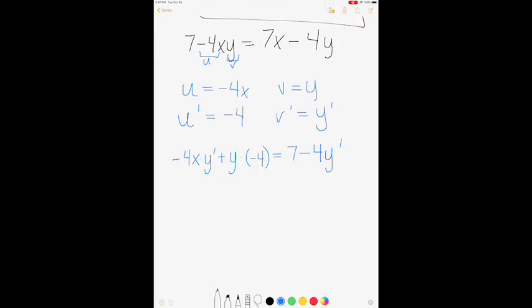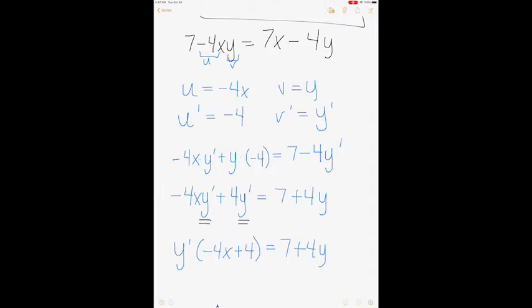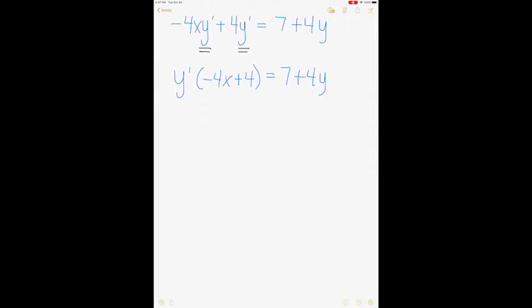All right, let's get all of our y primes on one side, and everything else on the other side. Factor out my y primes, and divide by negative 4x plus 4.